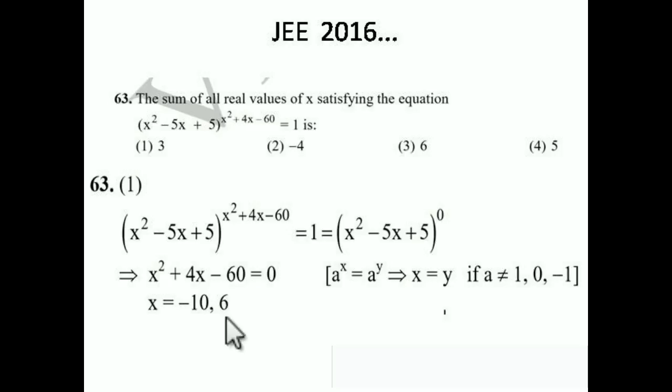That means x is equal to −10 or 6. Okay, I just solved it. So x is equal to −10 and 6. Now what about the base? Base can take these 3 values. If base can be any of these 3 values, then it can become what? It can become 1. If base is 1, 0 or −1, the whole value can become 1.